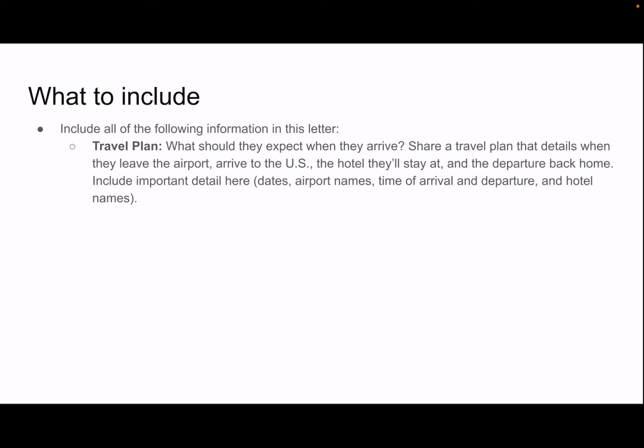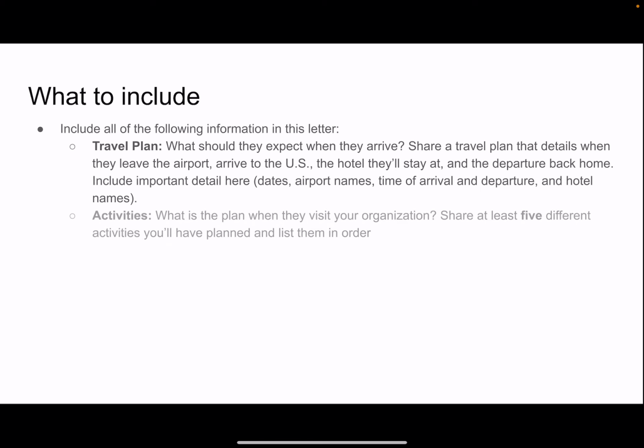Share a travel plan that details when they leave the airport in their country, arrive in the U.S., the hotel they'll stay at, and the departure back home. So you need an important detail here, meaning the dates: when are they staying and how long? What are the airport names, time of arrival and departure, and hotel names?